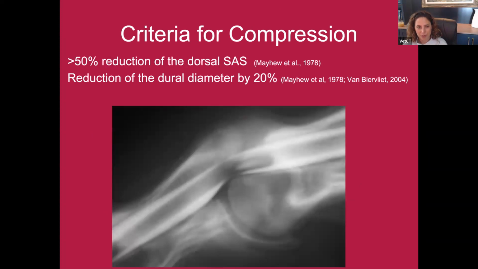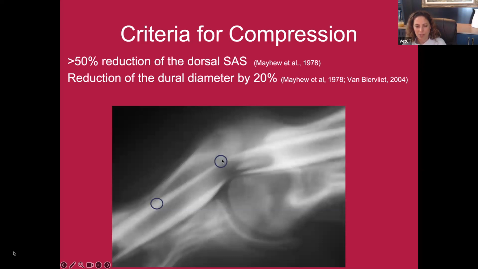So how do we determine if there's compression? There's sort of 2 major criteria. The first is the dorsal diameter reduction rule, or 50% reduction. So we look primarily at the dorsal subarachnoid space. Here's our dorsal contrast column. Here's our ventral contrast column. This ventral one does not mean that much. When we get compression of the dorsal subarachnoid space is when we have indication of compression.